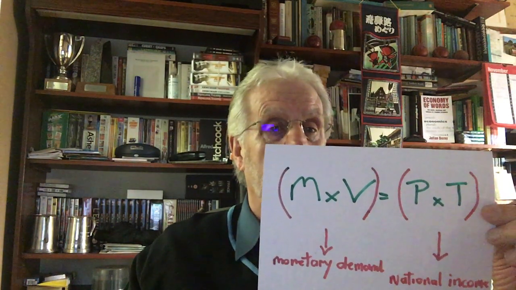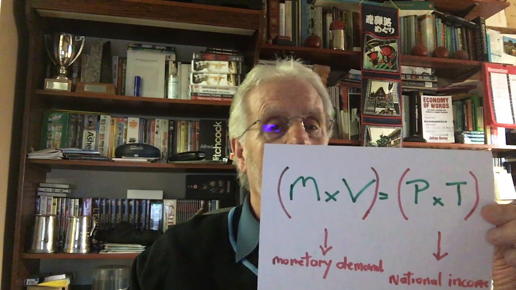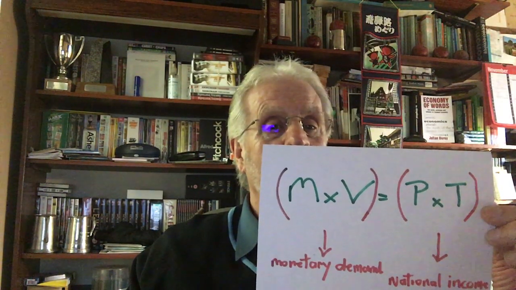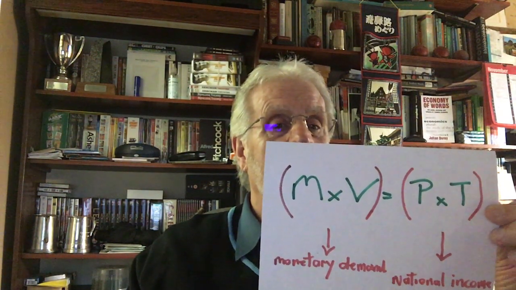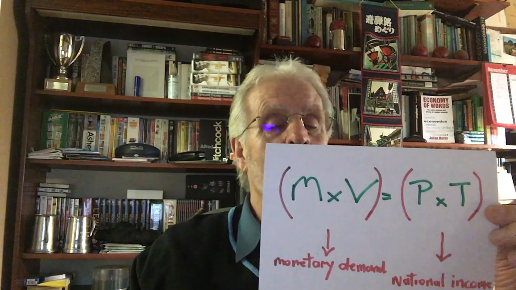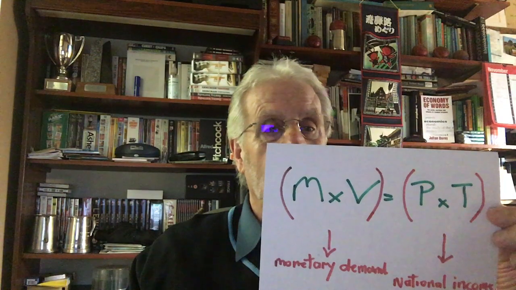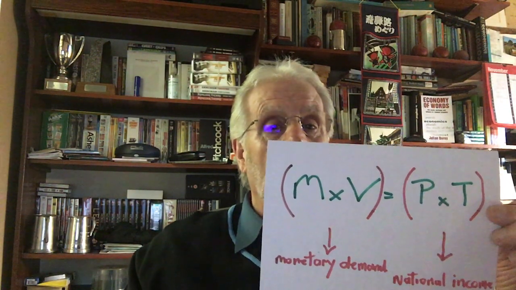And with no further thought you can see, okay, if this is an equation, I can juggle around any of these variables. I can increase M, lower V, and leave P and T unchanged. I can increase T, leave P unchanged, and then either V or M would go up, and some can go up, some can go down. You can play around with it all the time.